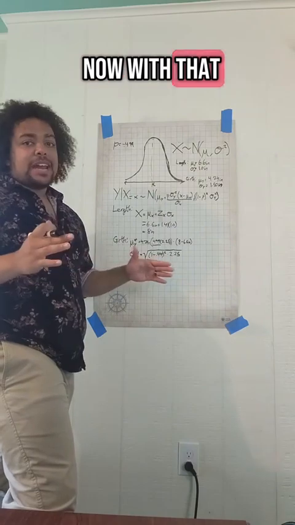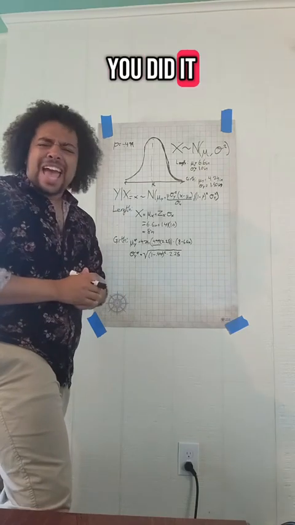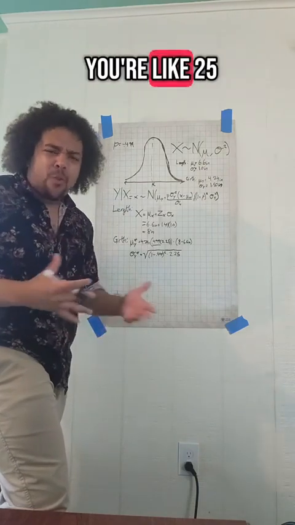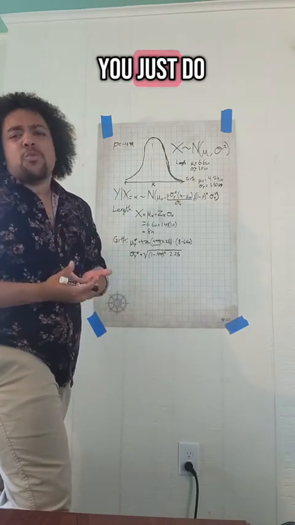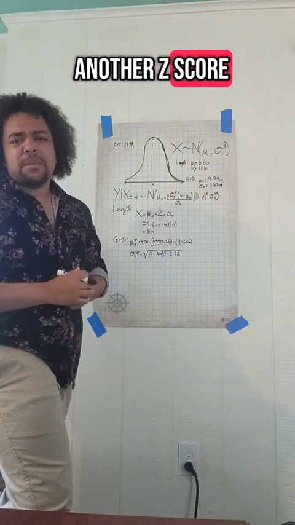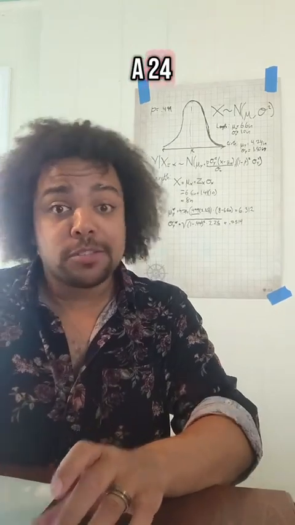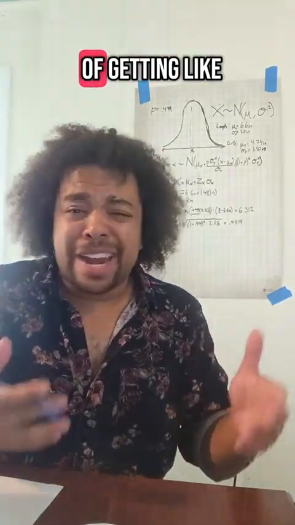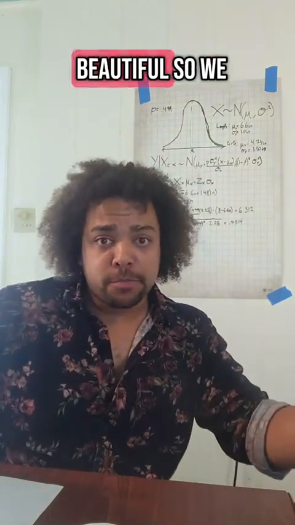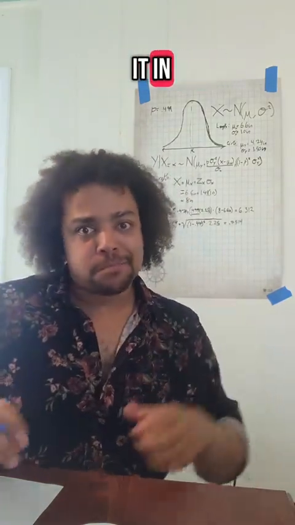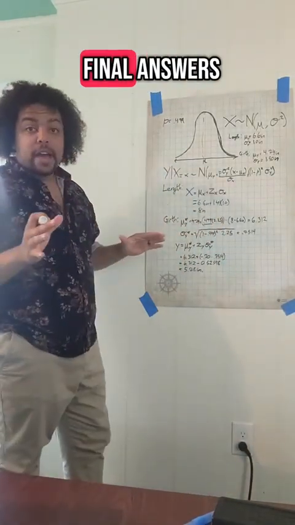Now, with that, all we gotta do is, say it with me, kids, you did it again. What is wrong with you, man? You're like 25, dude. But yeah, you just do another z-score table roll. Roll like so. That is a 24. So, I'm kind of getting like a Waluigi effect here, which is fine. You know, again, our bodies are beautiful. So we just take that and we plug it in. With that, we have our final answers.